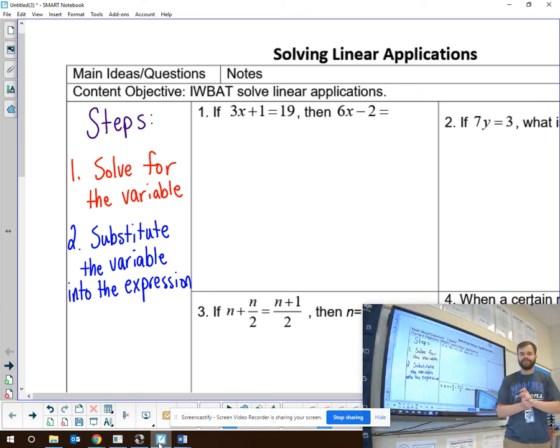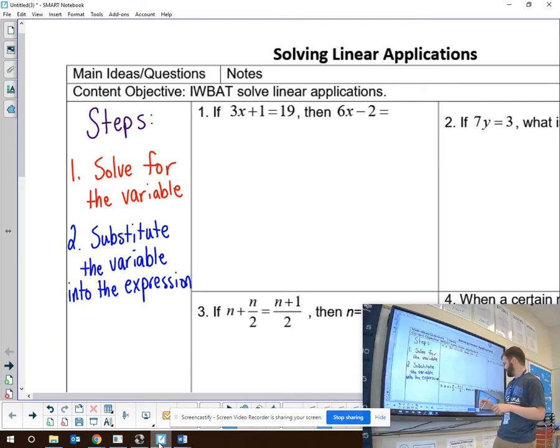Alright guys, today we're just adding on a little bit to what we did yesterday. I'm glad to have you here with me, and so the first thing we're going to do is go over some steps to how to solve linear applications. So all we're doing is taking solving and applying it just a little bit. So the first thing we have to do, we have to solve the equation.